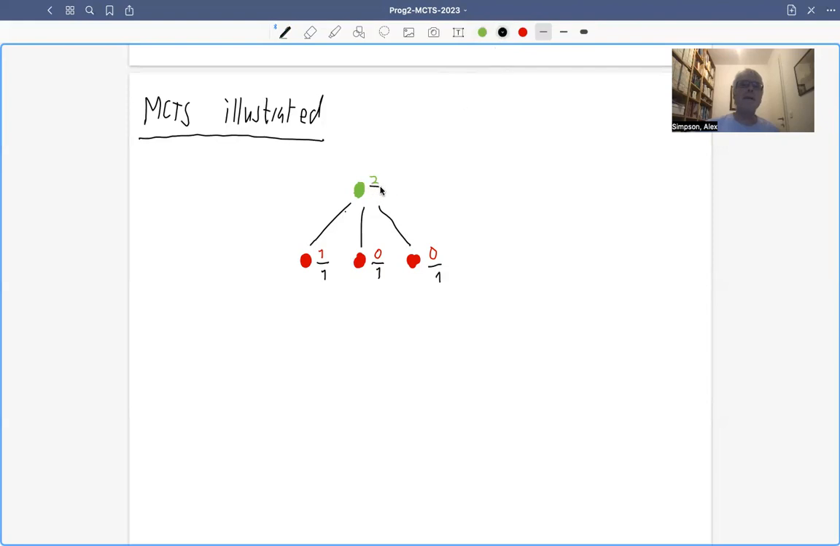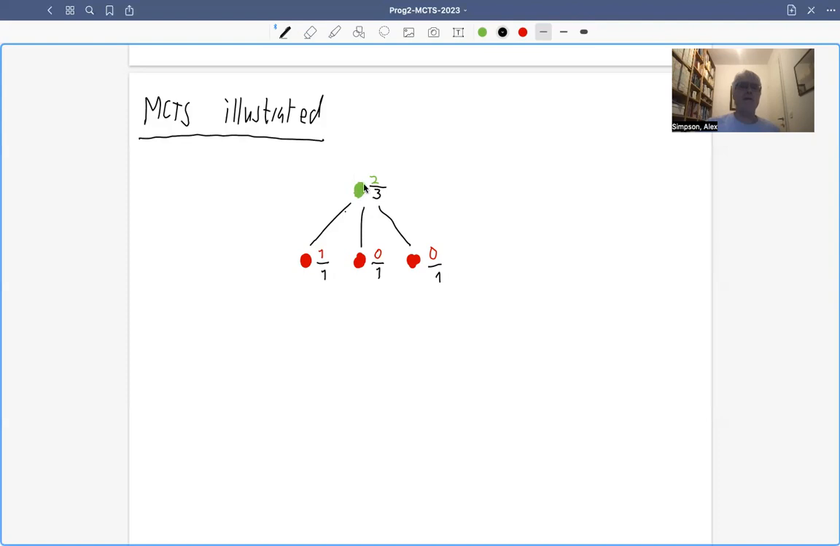I'm writing the information about the number of games played in black. The green number represents the number of wins of the green node, the red number is the number of wins of the red node, and the black number is simply the number of plays irrespective of who won the game. So it's sort of neutral between players in a sense, which is why I'm writing it in black.